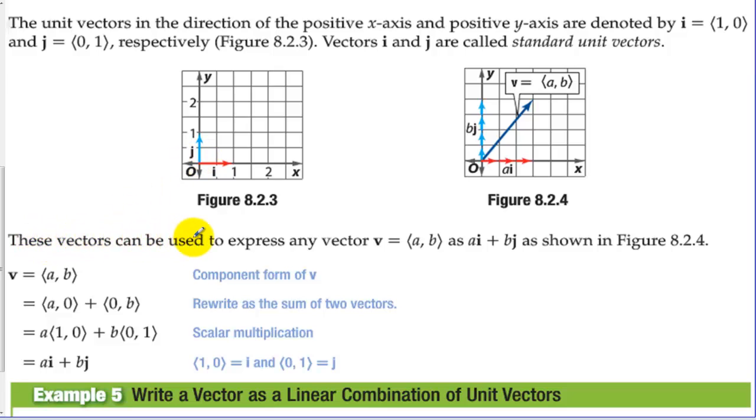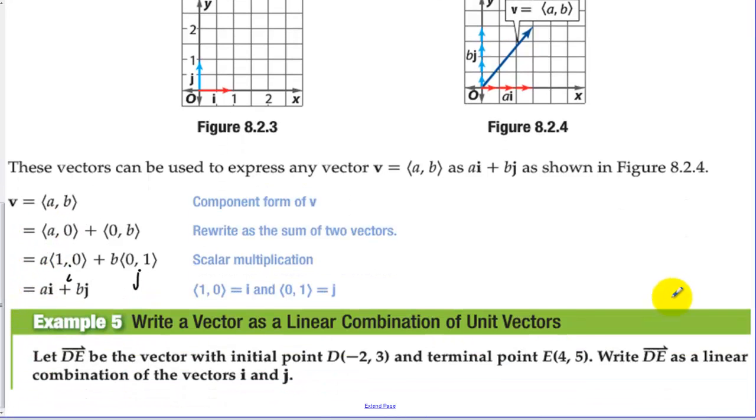These vectors can be used to express any vector v equals a, b as ai plus bj, as shown in figure 8.24. If the vector is a, b, you could split that into a, 0 and 0, b. Then you could take the a out. That would be 1, 0 plus b times 0, 1. And then 1, 0 is the i and 0, 1 is the j. So you can write the vector as ai plus b times j.